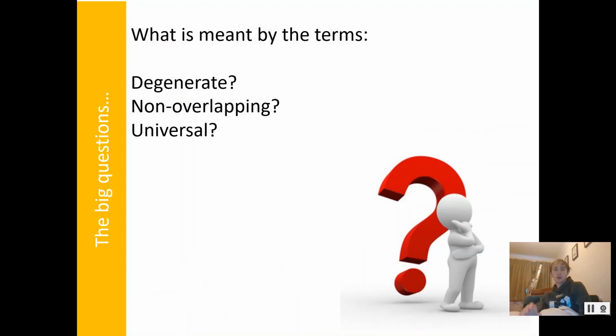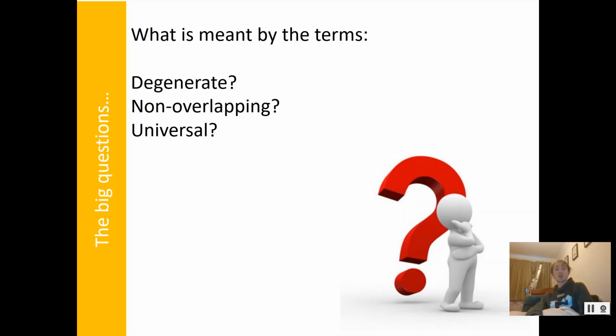So, in your books, can you get definitions down for these 3, please, if you haven't from what I've been saying? What do those 3 mean? Degenerate, non-overlapping, universal. So hopefully you paused me.